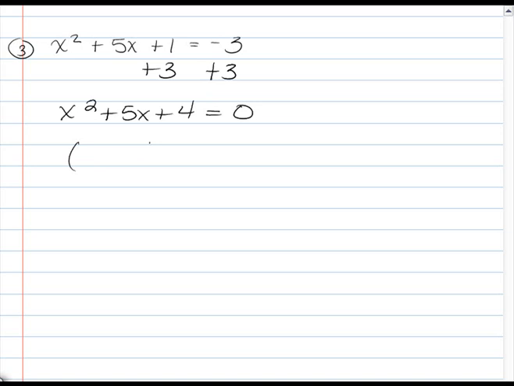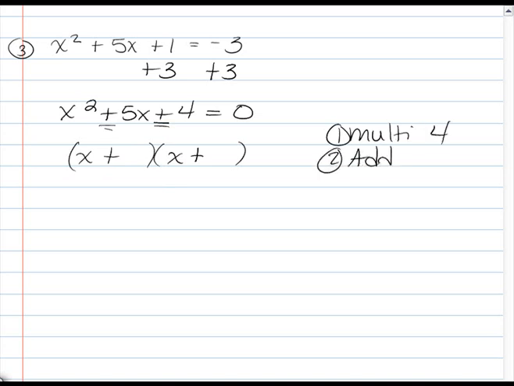Now we can start our factoring. We've got x and x. The back sign is positive and the middle sign is positive, so that means both our signs will be plus. We need two numbers that multiply to 4, and they need to add to 5, and so that's going to be 4 and 1, equal to 0.